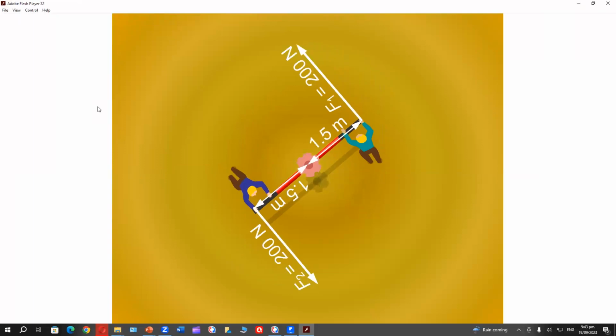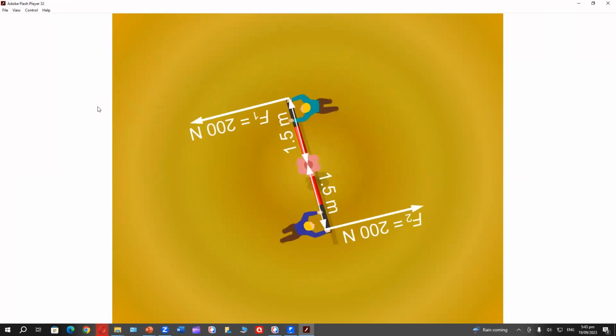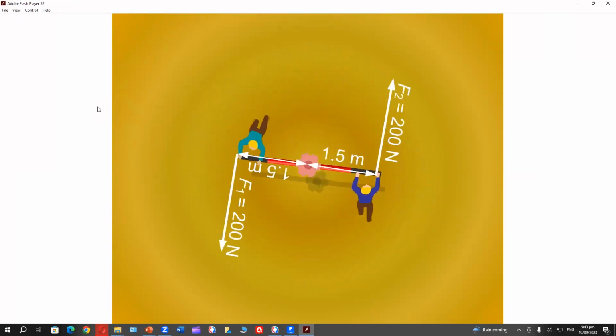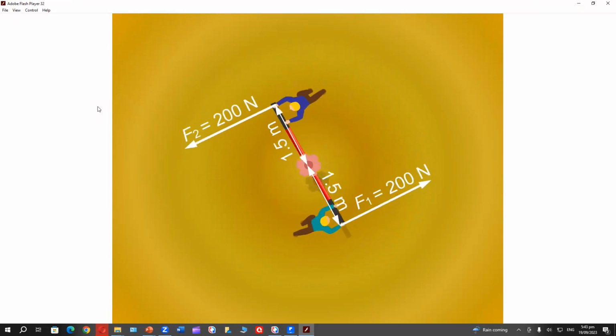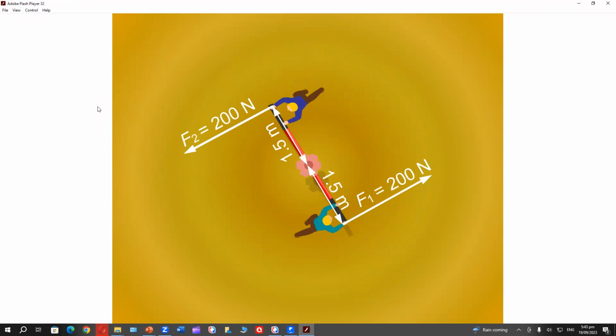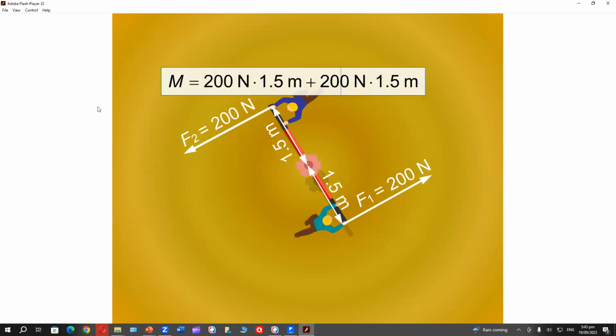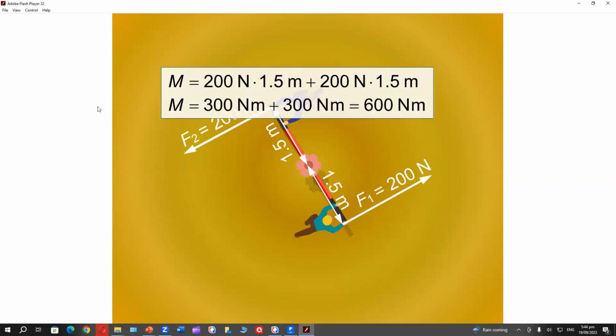Each of the workers affects the drill with the same moment of force, equal to 300 Newton meters. The two workers act in cohesion. That is, the moment of the force of each of them individually results in the turning of the drill in the same direction. That is why their moments of forces add together. The resultant moment of the forces exerted by the workers on the drill is 600 Newton meters.